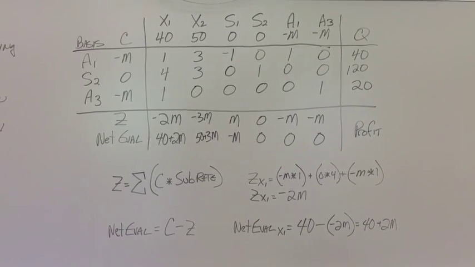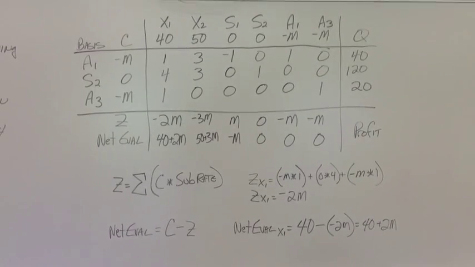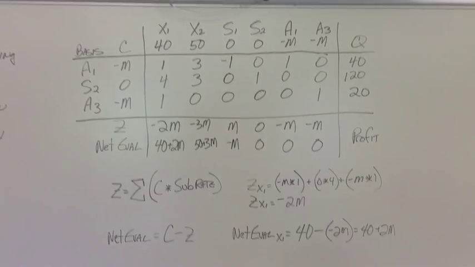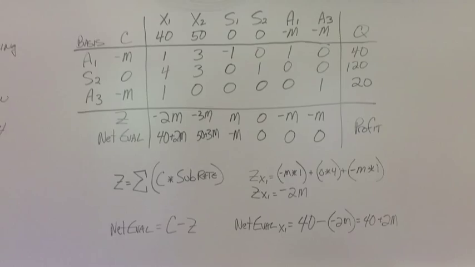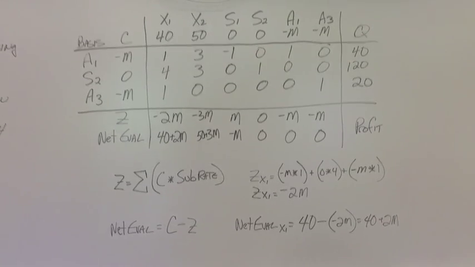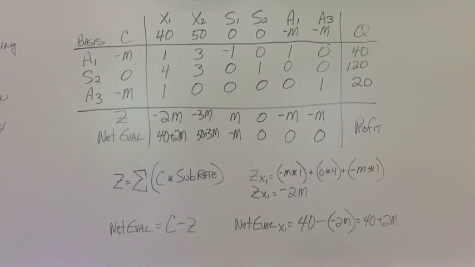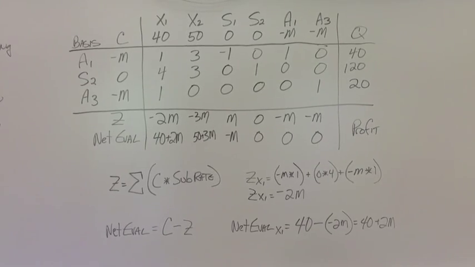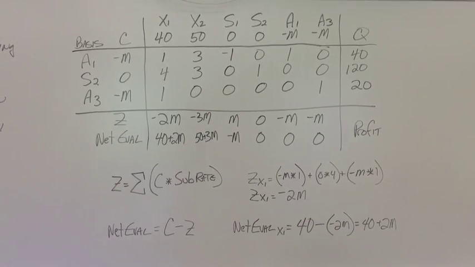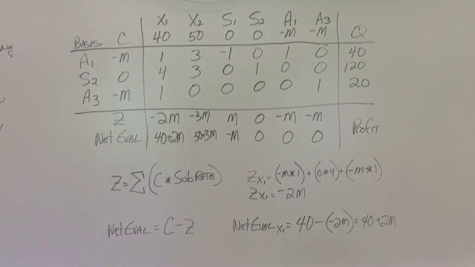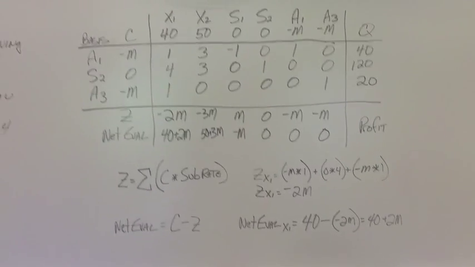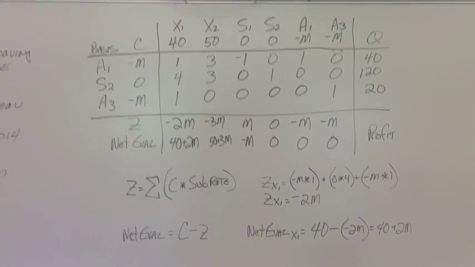Our net evaluation row, just in review, is our constant from each variable minus our z row for that variable. So for x1, our constant is 40. From that, we subtract a negative 2m, so it's 40 minus a negative 2m, and negative minus a negative is a positive, so it's 40 plus 2m.